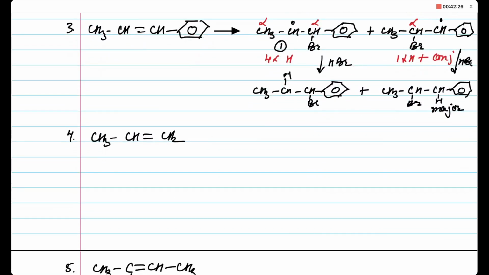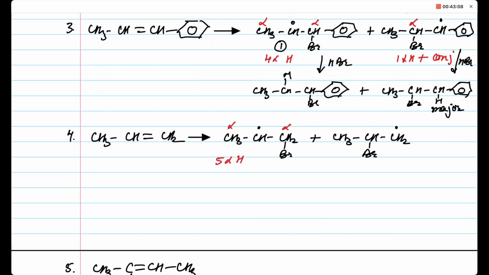Considering propene, we have CH3, CH2. If bromine is to attack on the right carbon, we get the radical on the left carbon, and we have CH3, CH2. Bromine attacks on the left carbon, we get the radical on the right carbon. Considering the stability, here there is no conjugation, there is no aromaticity, but there is hyperconjugation. These are the alpha carbons here. Here we have three hydrogens on the left side and two hydrogens on the right side. So there are total five alpha hydrogens.